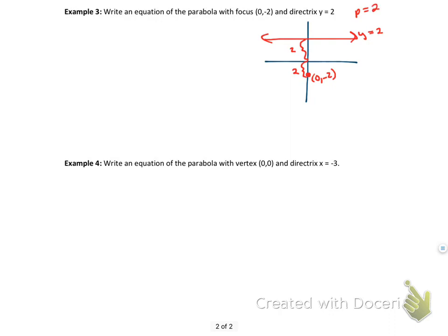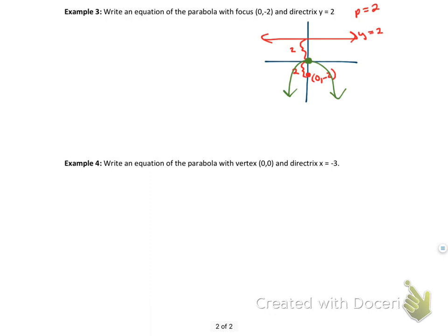So now we can come up with the vertex. So the vertex is always going to be right between the directrix and the focus. So because the directrix is up 2 and the focus is down 2, then the vertex is going to be right in the middle, which is just going to be right here. Right? That's right in the middle. Then it opens around the focus and away from the directrix. So I'm not going to make this open up or left or right, because if I do any of those, it's going to run into the directrix. I actually have to open it down around my focus.